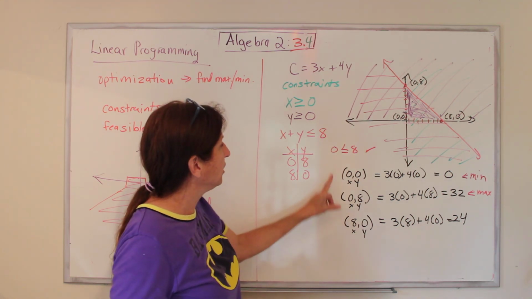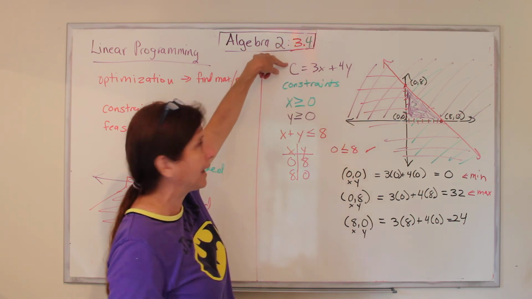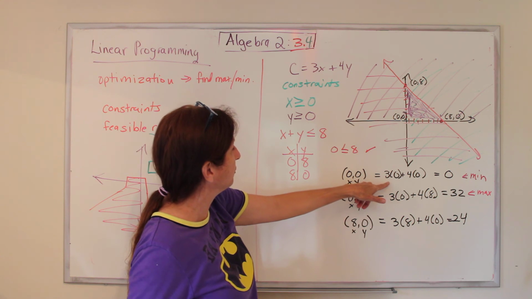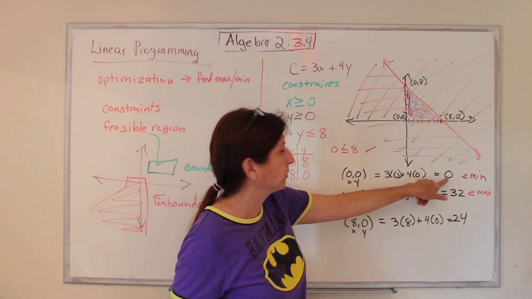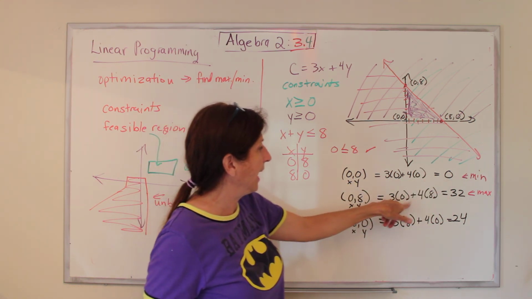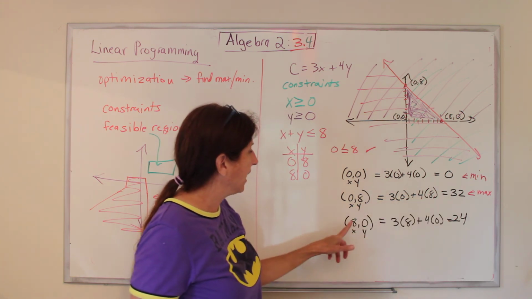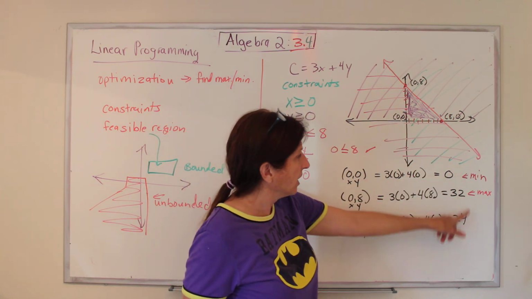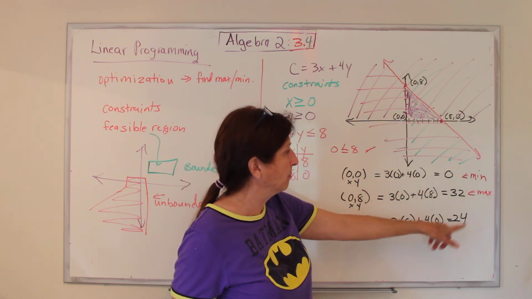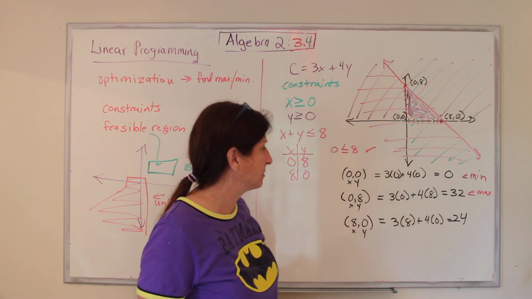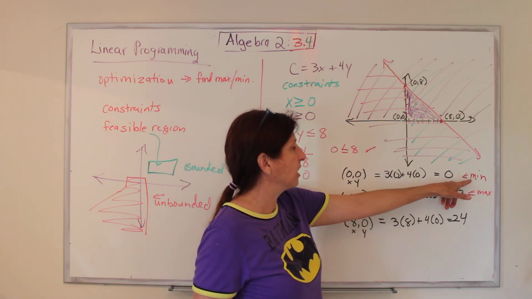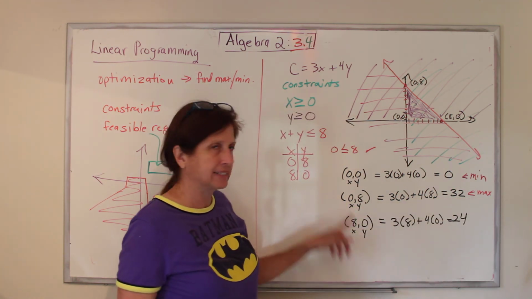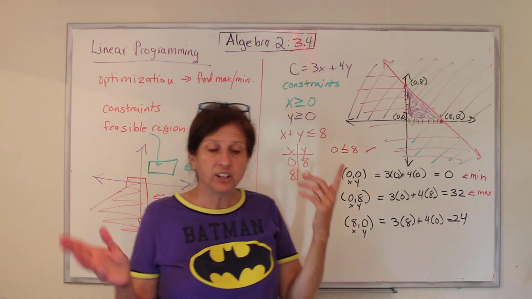Okay, next, you take these x and y's and you put them back in your original equation. So I substituted them in. If there's 0, 0, it equals 0. If there's 0, 8, it's 32. And if it's 8, 0, it's 24. Then you look at your answers. The smallest one is the minimum. The biggest one is the maximum. Sometimes they want you to say there is a minimum at 0, 0. There is a maximum at 0, 8. But that's all I want you to know about this.